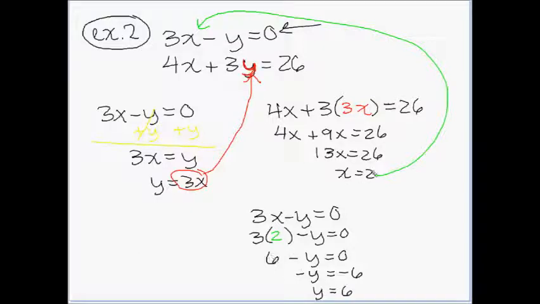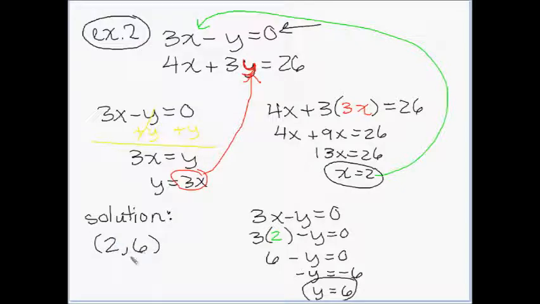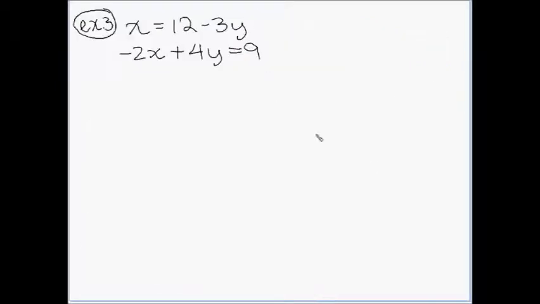So now I have my x value and I have my y value, and all I have to do is put them together in an ordered pair as the solution. So the solution to this system of equations is the ordered pair (2, 6). Now that means that 2 is the x and 6 is the y. It has to go x, y. It is important the order that you put it in. The x has to come first and the 6 has to come second. So there's your solution. All right, let's do another one.